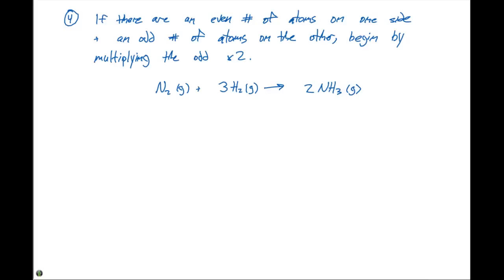So if you're stuck and you're not knowing what to do and you have an odd number, just multiply it by 2 and see how that works out, and it'll help balance things out. Last step, always check your work.